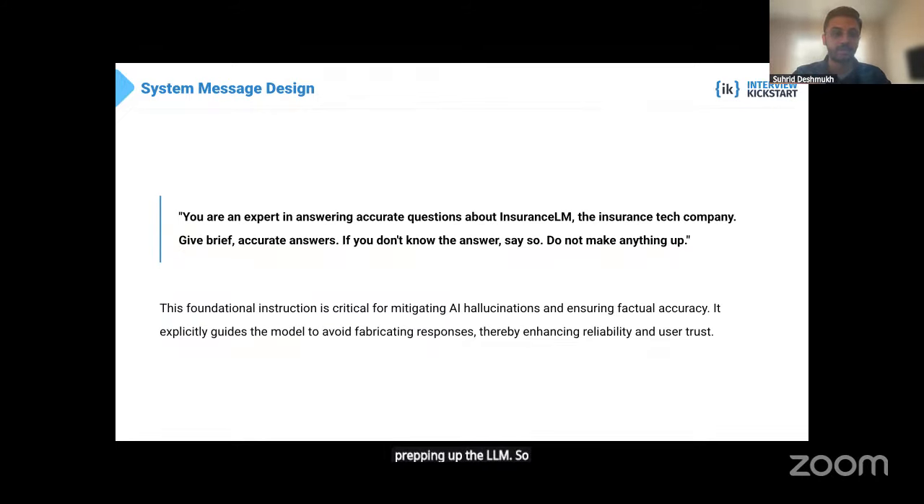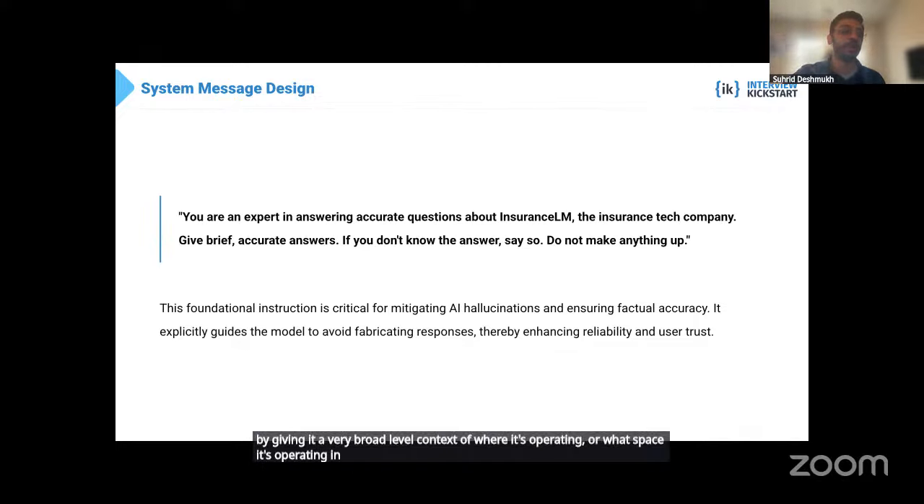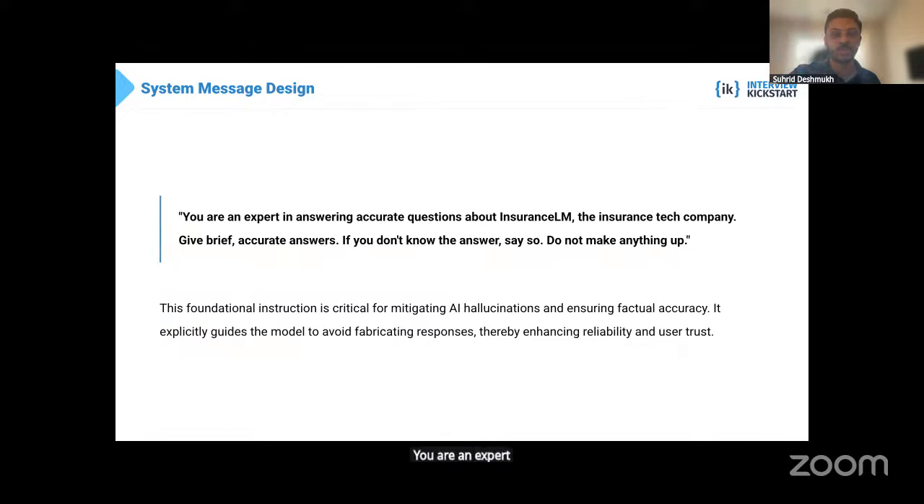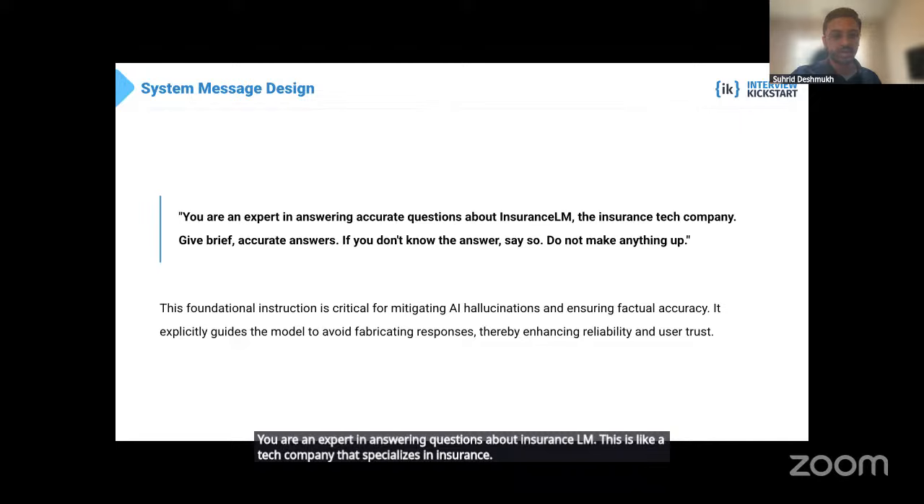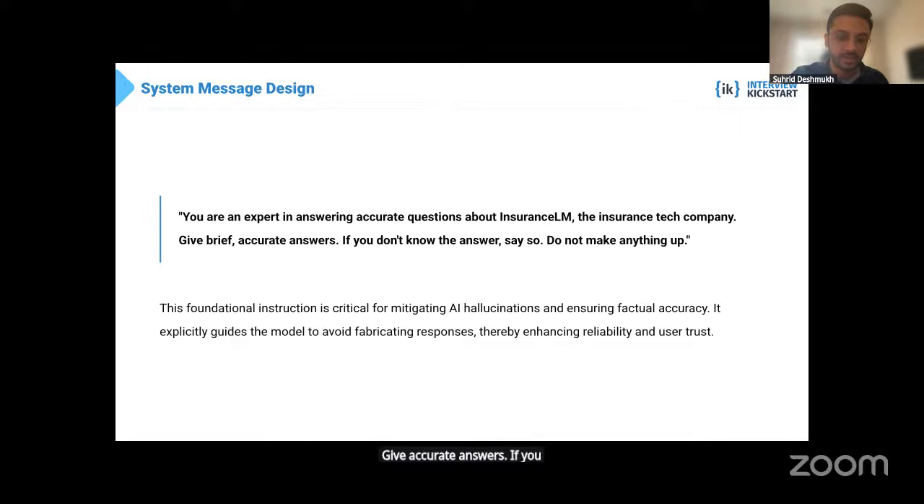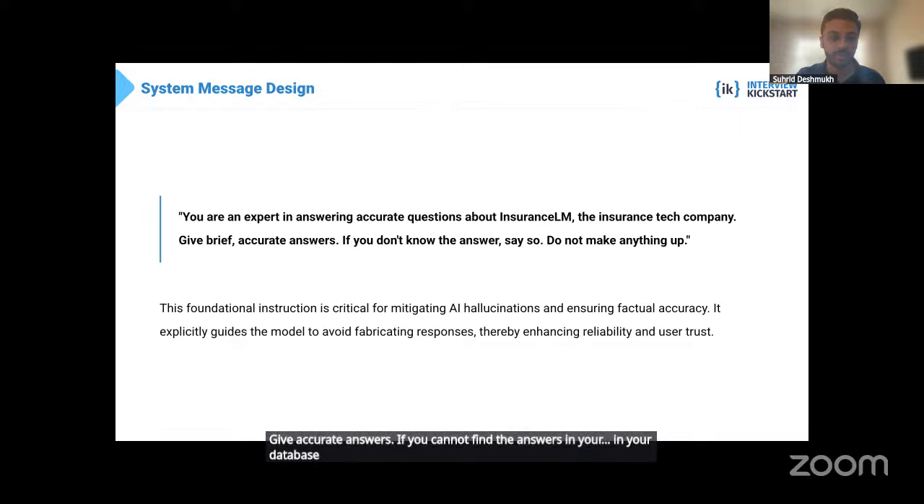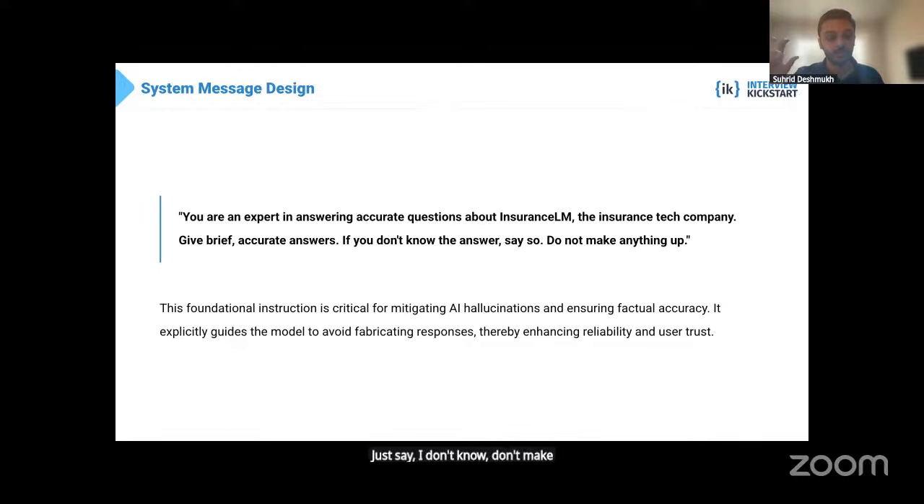We prep the LLM, or we prime the LLM, by giving it very broad-level context of where it's operating or what space it's operating in. So typically you would have a system-level prompt that is something like: you are an expert in answering questions about insurance. This is a tech company that specializes in insurance. Give accurate answers. If you cannot find the answers in your database or in your documents, just say I don't know. Don't make anything up. So you can create prompts like this, which, no matter what question the user asks, will be the first prompt, a large, high-level piece of information like this.